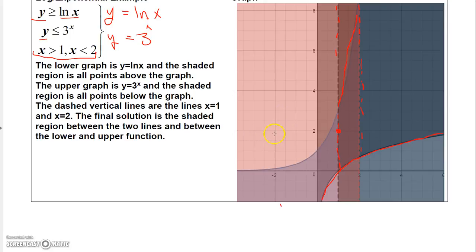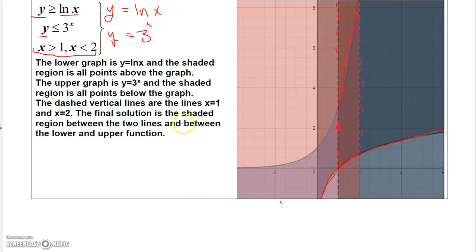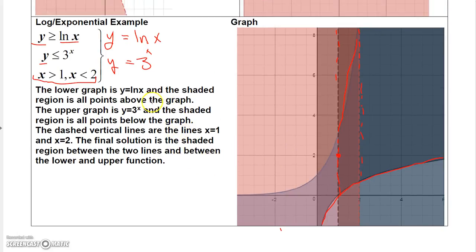So that would be the solution to that. And so that's how you graph systems of nonlinear inequalities. Just like graphing systems of linear inequalities, the graphs are just not linear.